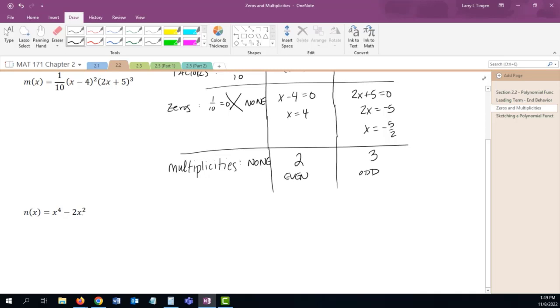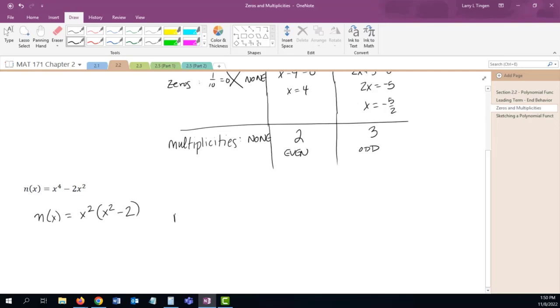x to the 4th and 2x squared have an x squared in them. So I can write this as: factor out the x squared, and x to the 4th divided by x squared is x squared. Minus 2x squared, take out the x squared, and I'm still left with the minus 2. Can I do this now? Yeah, factors. What are my factors? My factors are x squared and x squared minus 2.